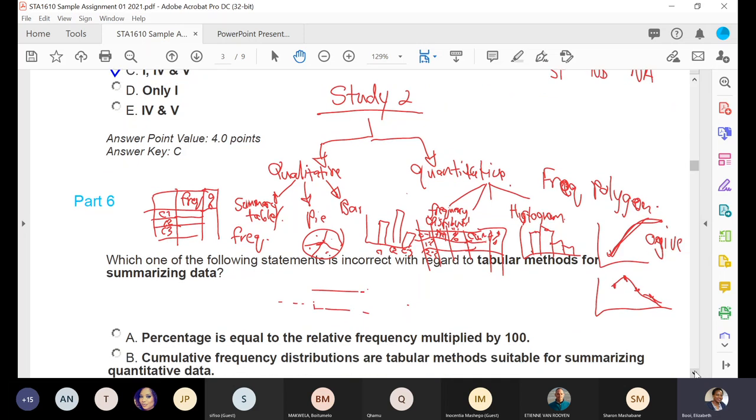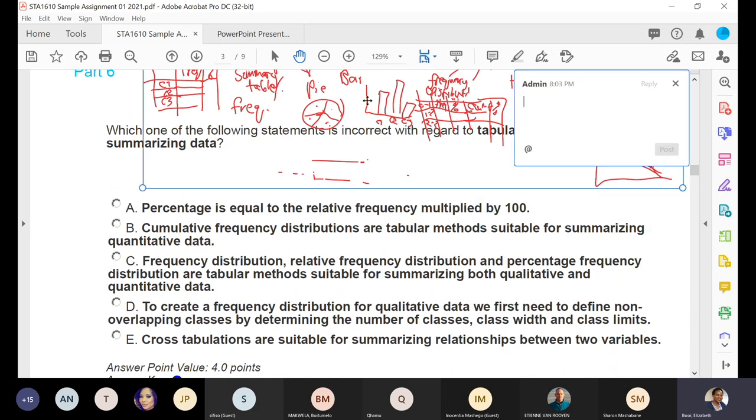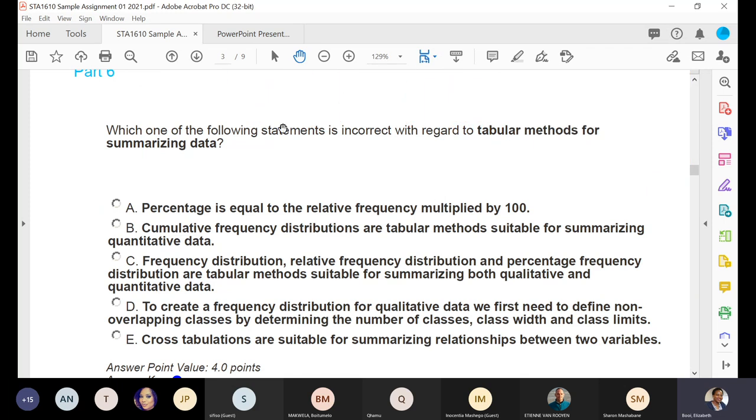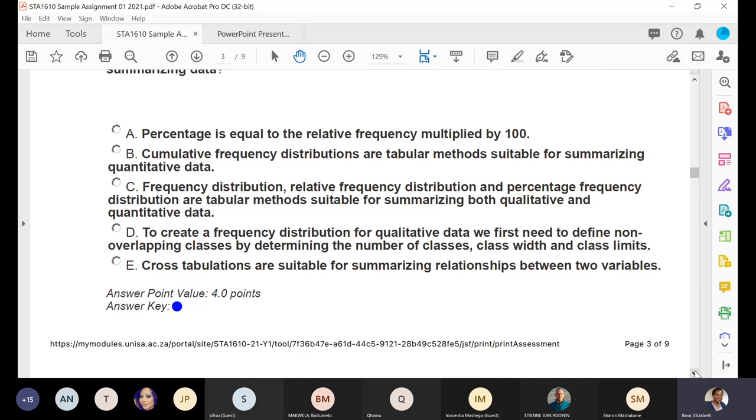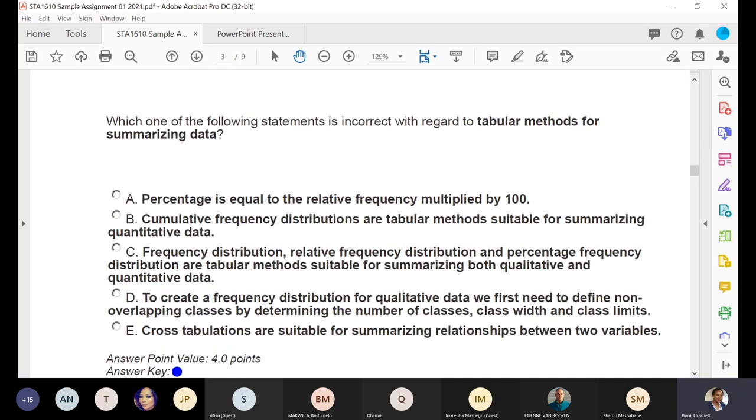Okay. So let's see if we are able to answer any of these questions. So I will have to remove all this information. Which one of the following statements is incorrect with regards to tabular methods of summarizing data? A: a percentage is equal to the relative frequency multiplied by 100. I just said it. B: a cumulative frequency distribution is a tabular method suitable for summarizing qualitative data. C: a frequency distribution, relative frequency distribution, and percentage frequency distribution are methods suitable for summarizing qualitative and quantitative data. And we're looking for the incorrect one.